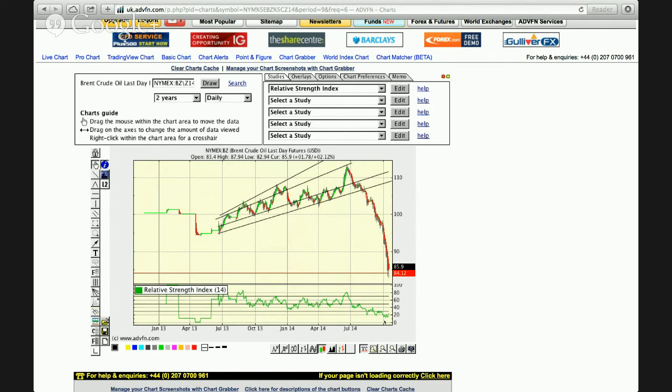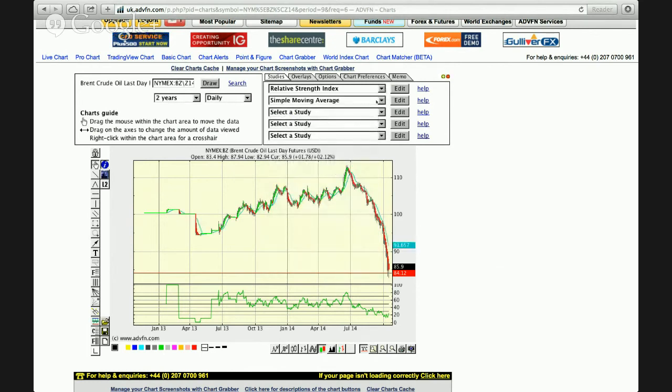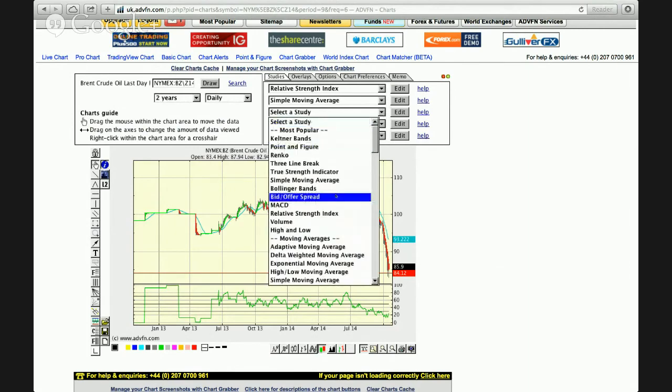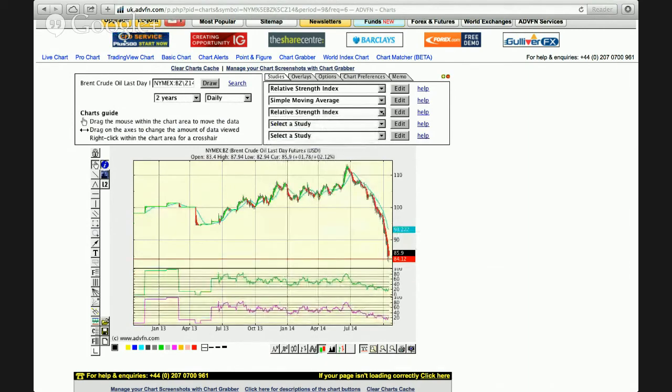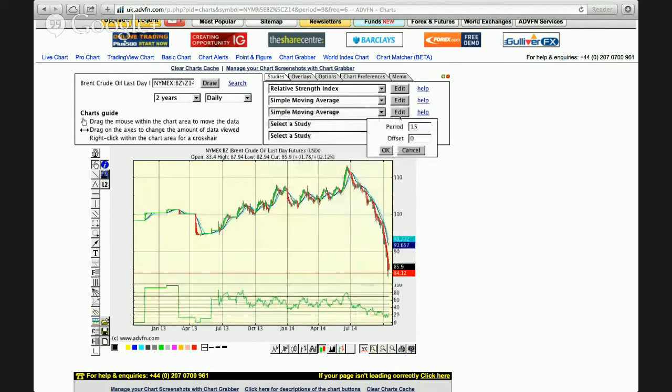Okay, so I'm just going to clear this and see if there's anything I could use for maybe a simple moving average line. So I'm going to put in a 20-day moving average, and I'll use a 50.